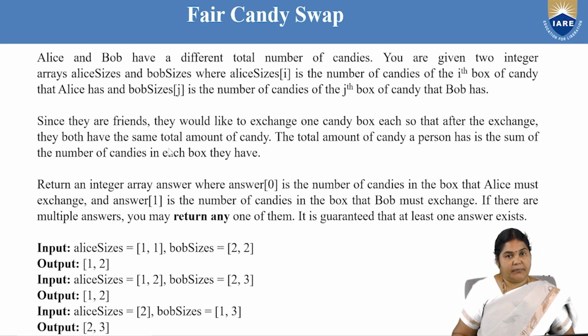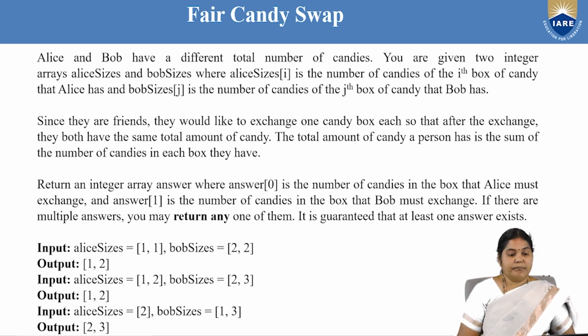Now the third problem is fair candy swap. So let us first understand how to solve this particular problem. The problem statement is like this: Alice and Bob have a different total number of candies. You are given two integer arrays, Alice sizes and Bob sizes, where Alice sizes of i is the number of candies of the ith box of candy that Alice has, and Bob sizes of j is the number of candies of the jth box of candy that Bob has.